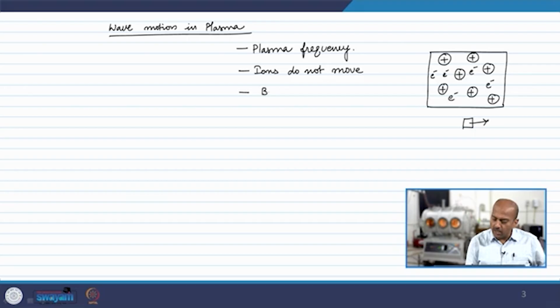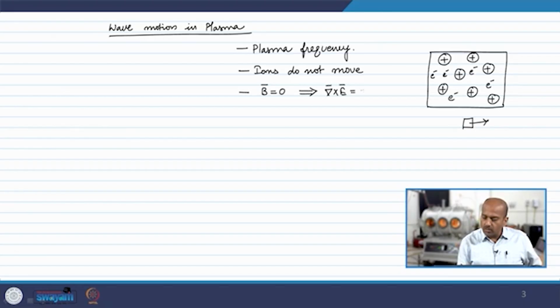Let us say we are considering a picture in which the magnetic field is 0 or there is no magnetic field, and as a consequence we can say that del cross E, which equals minus dB by dt, is also equal to 0. And we assume the electric field E to be along the positive x direction, and the ions, because of their heavier mass, are at rest.